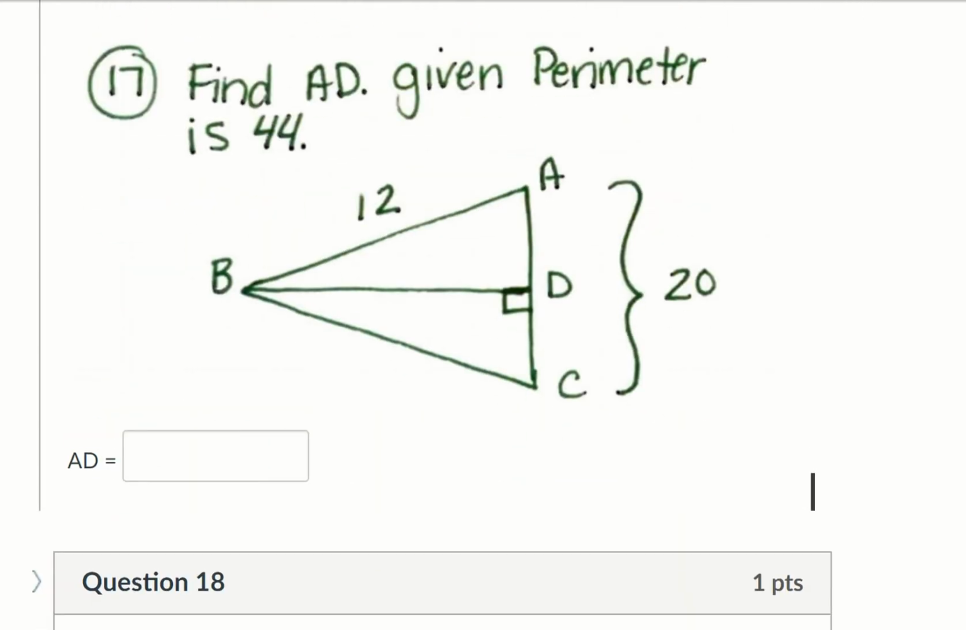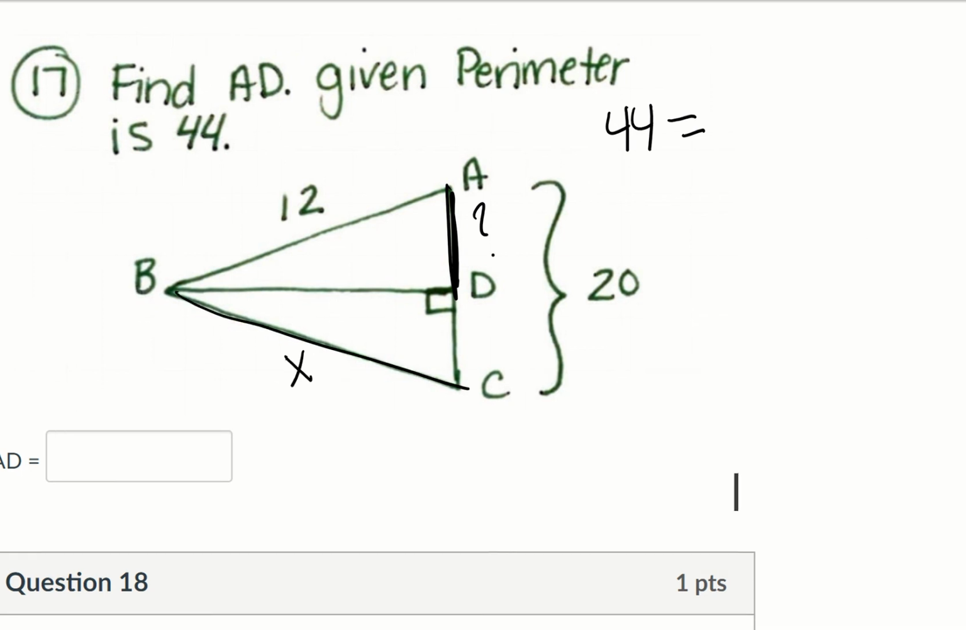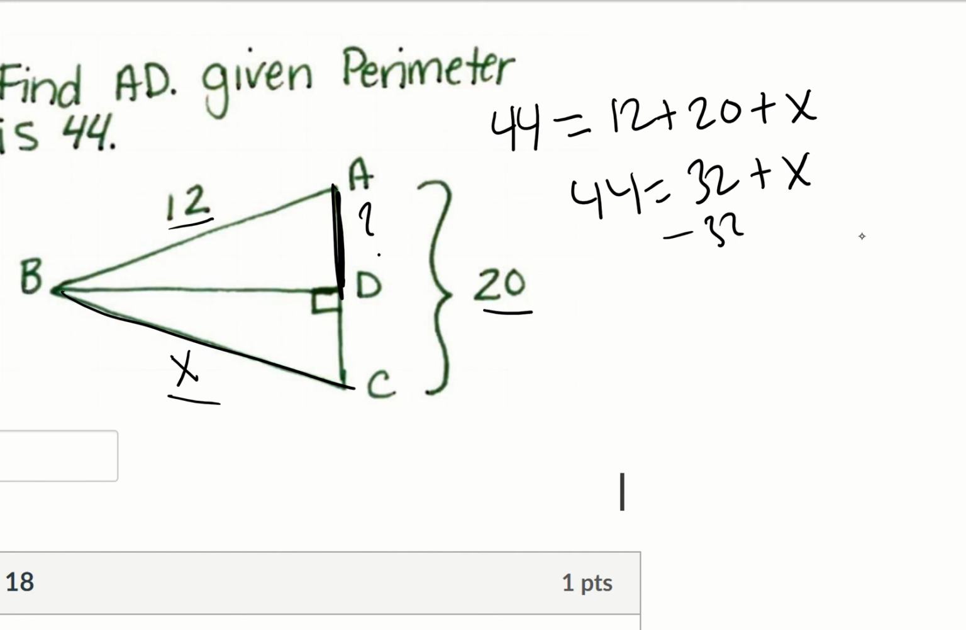All right, so this time we're given the perimeter and we want to figure out AD. So AD is the question mark here. All right, well, we know the perimeter is 44. So the perimeter is when you add up all the sides, right? And we're going to call this side X because we don't quite know what that is yet. So if the perimeter is 44, then we have 12. We're adding this side and this side. If you add up all those sides, you should get 44. So we get 44 equals 32 plus X, and we'll subtract 32. And so X is 12.